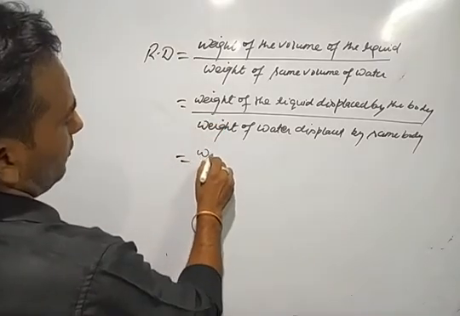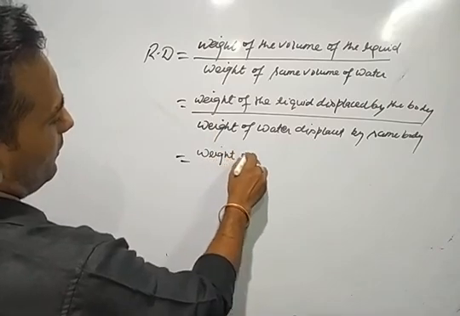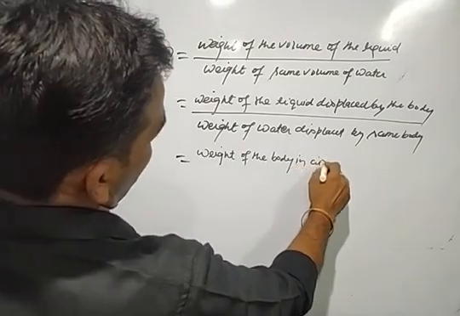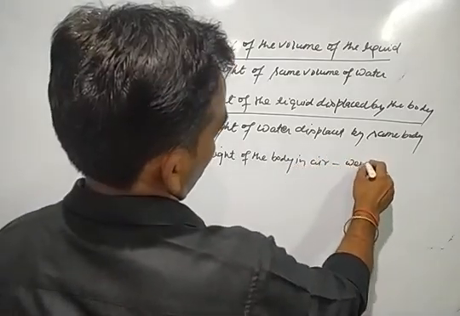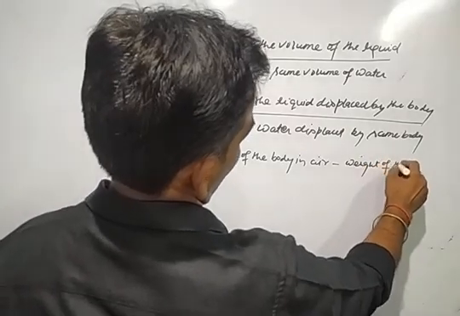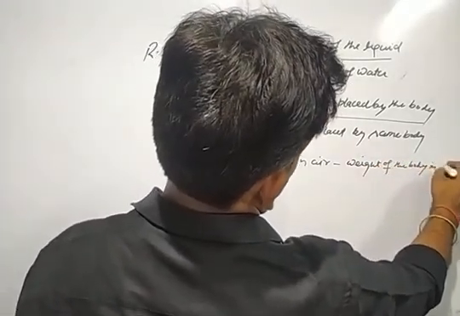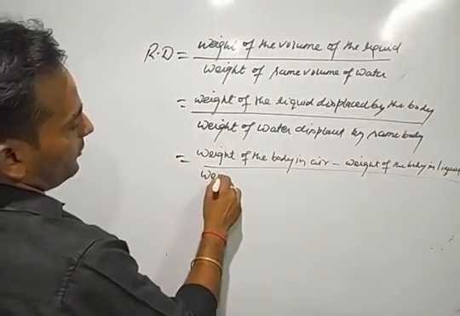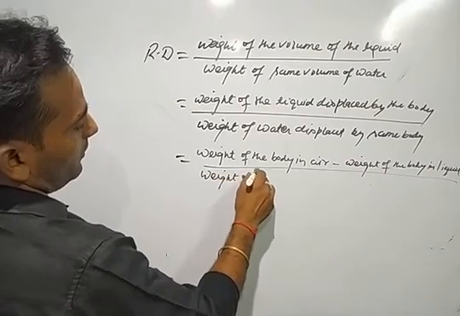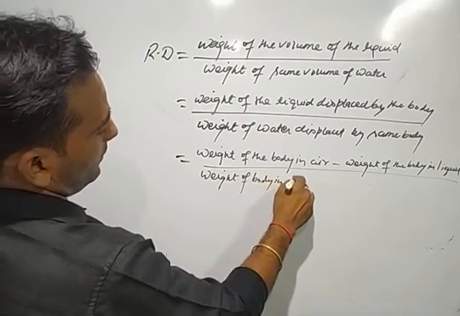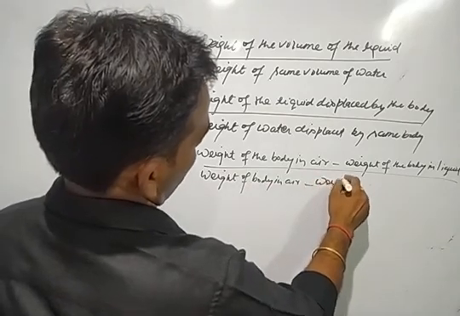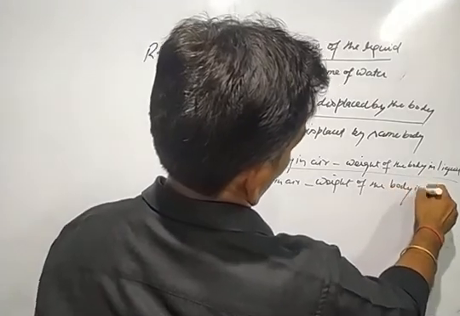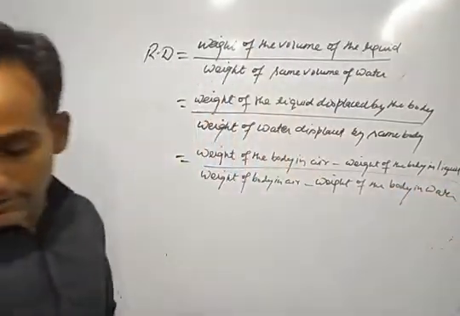We can write weight of the body in air minus weight of the body in liquid upon weight of the body in air minus weight of the body in water. See, what was the title?